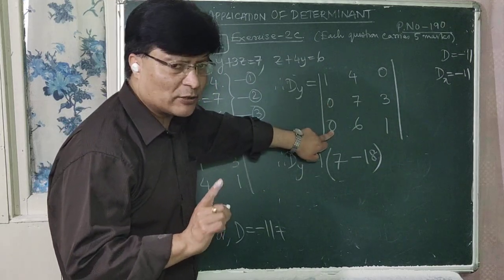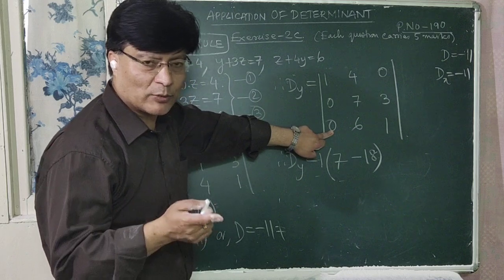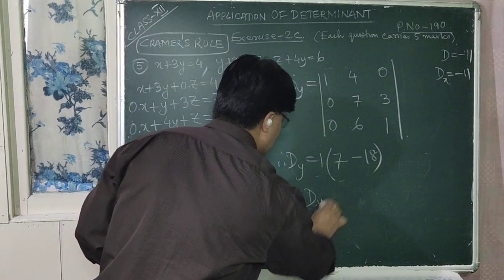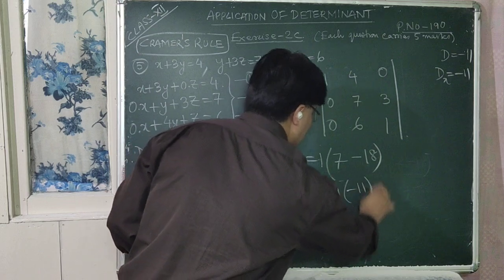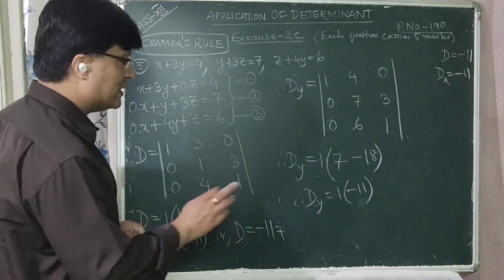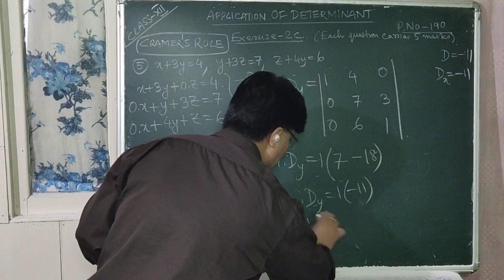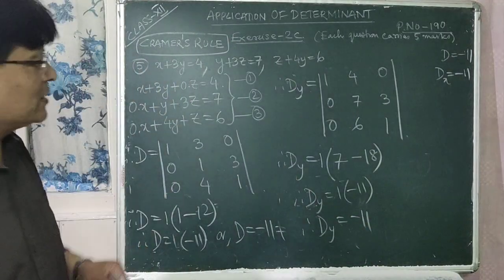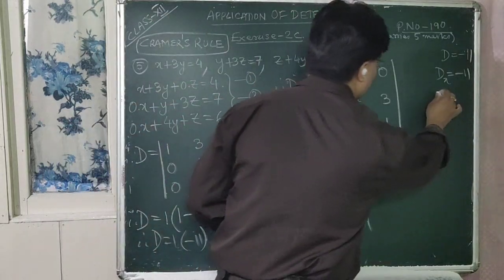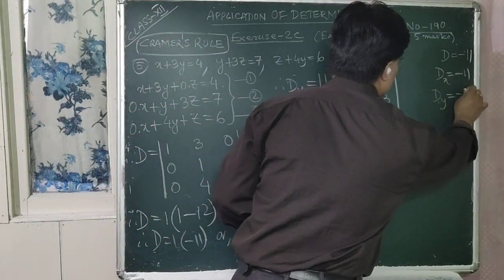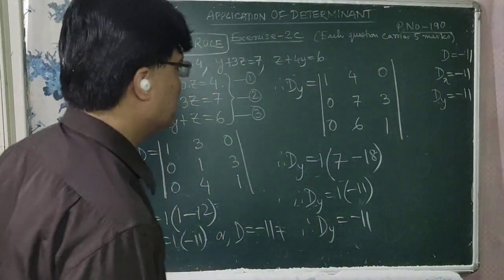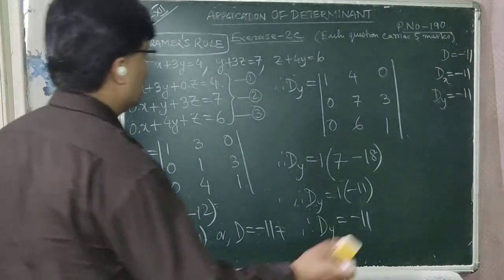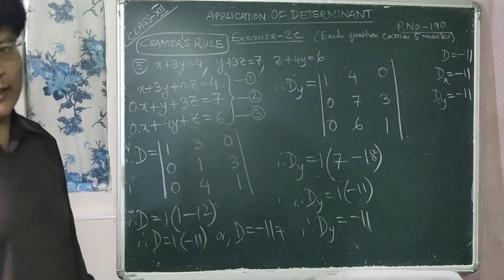Then will you write plus 0? No, again 0 into any number is always 0, you don't have to write it. Okay? So therefore dy is equal to 1 into minus 11, that is 7 minus 18 is minus 11. So dy is equal to minus 11. dy is also minus 11. Got it? So this is your dy.